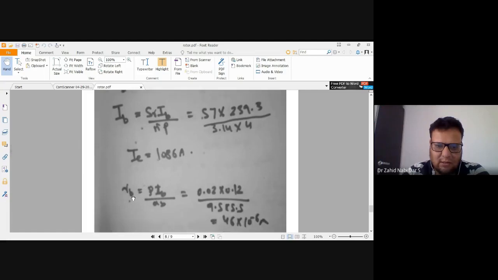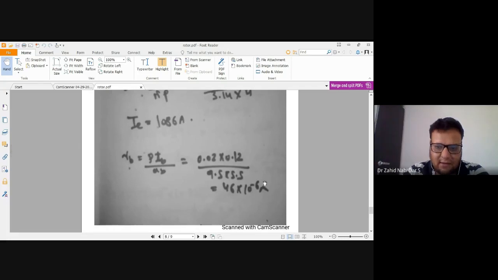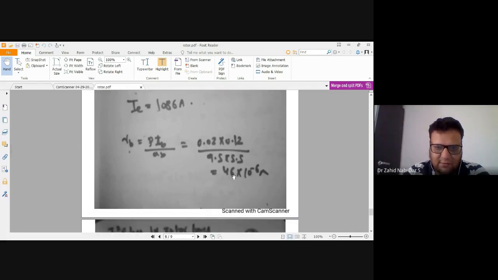Now your bar resistance is rho LB by AB. So the rho value is given 0.02, the LB value is given 0.12, and your AB is 9.5 into 5.5. Since it is in millimeters, you have to multiply it, that's why it is coming around 46 into 10 power minus 6. You put the units and you will get this value.